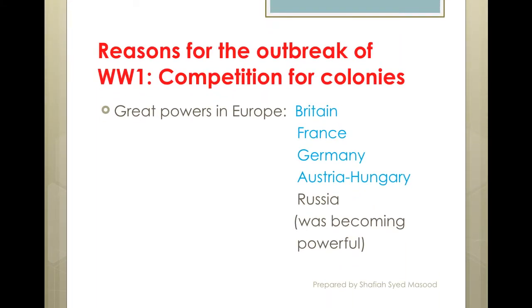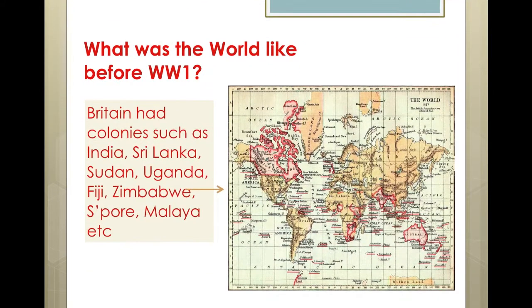Having understood what Europe looked like in 1914, let us look at the reasons for the outbreak of World War I. One of the reasons was competition for colonies. Britain had several colonies in Asia and Africa. Other European nations desired to be like Britain.